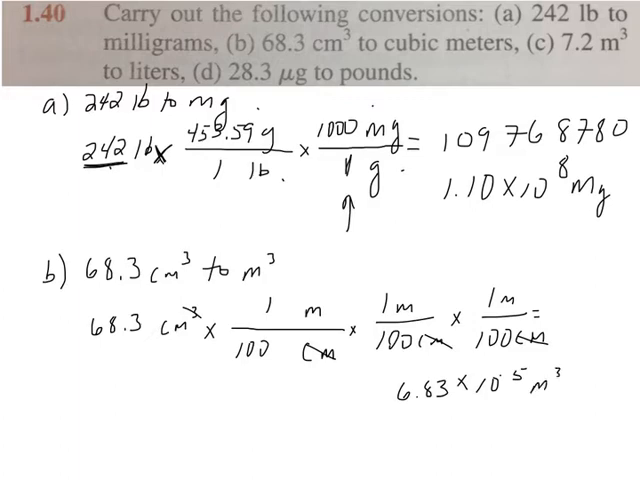Now, there's a shortcut for this. If you just realize that you take the 68.3 cubic centimeters and you multiply by the 1 meter over 100 centimeters, really what I'm doing is cubing everything. So I'd cube the 1, which is still 1, cube the meters, cube the 100, and cube the centimeters. And you actually get the exact same answer in a much quicker form.